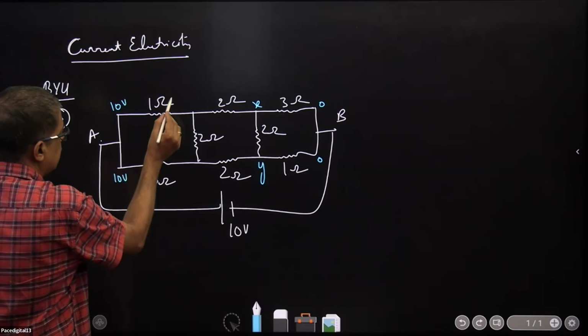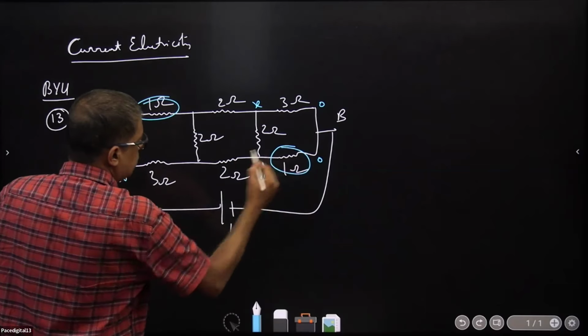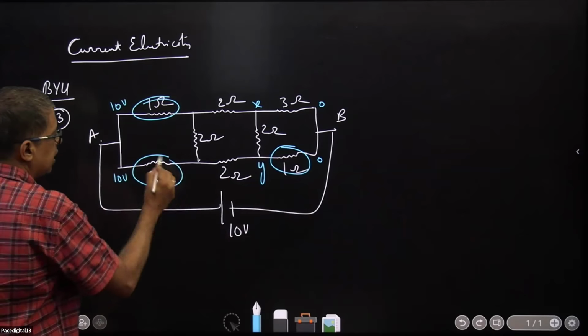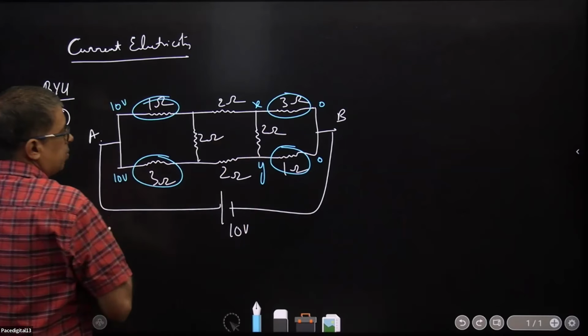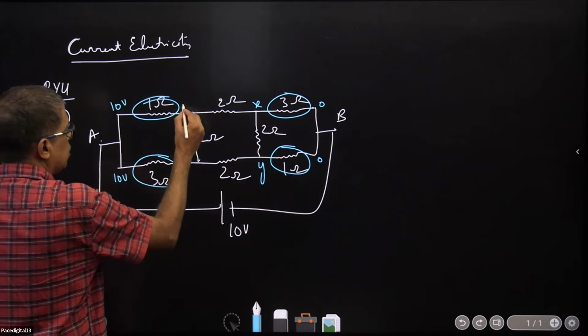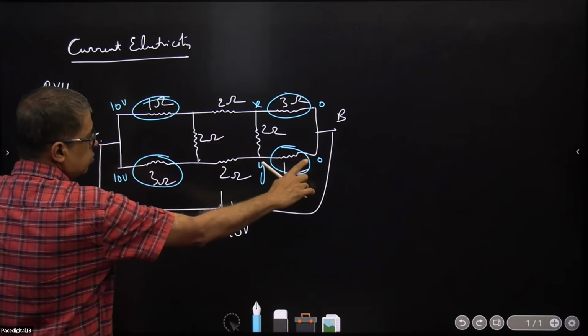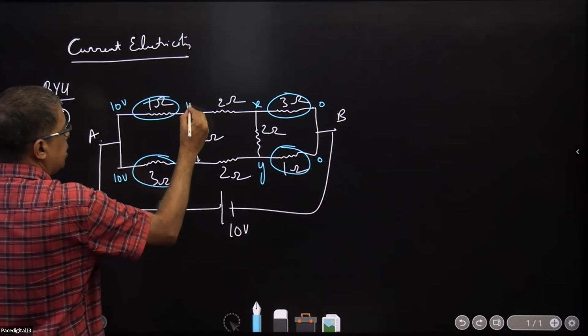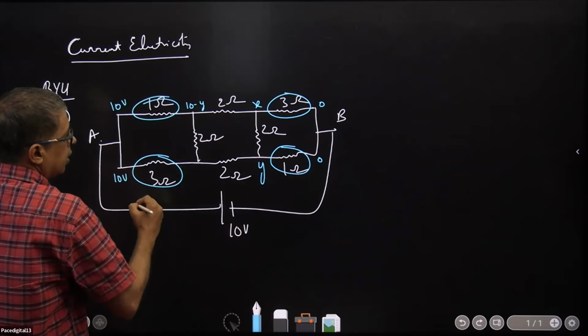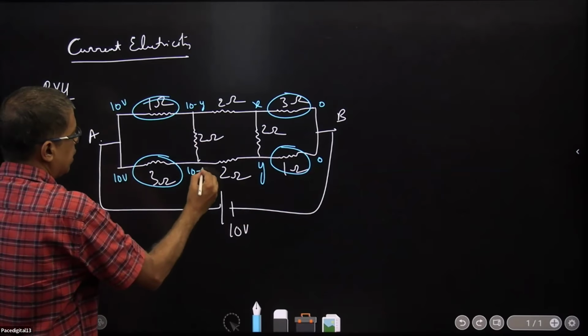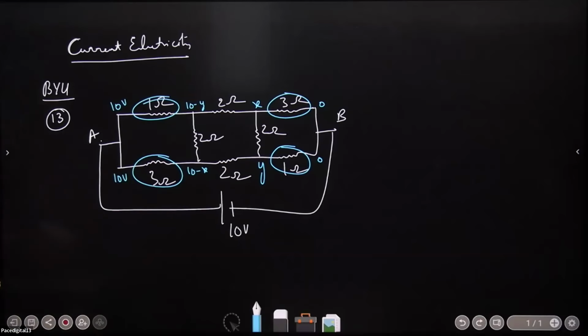Now, can you see that the current in this and this should be the same? Yes. Similarly, current in this and this should be the same. 10 minus y, 10 minus x. So here it is y minus 0. This will be 10 minus y. This will be 10 minus x. Yes or no? That makes your life simple.